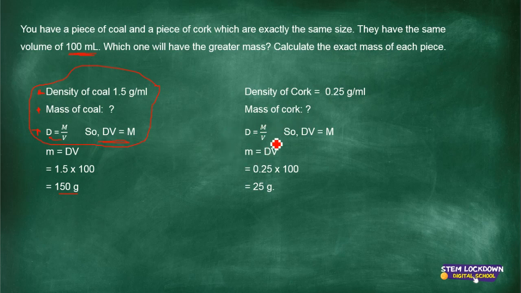D is equal to M over V. Then we take our V to the other side again, so it becomes D times V is equal to mass. We rearrange it, so mass is equal to density times volume. We put in our density and our volume, and we get what our mass is.